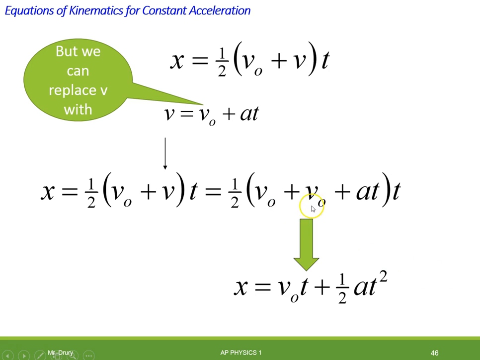V0 plus V0 is 2V0. Half that is just V0 times t. So V0 times t plus the 1/2 a t squared. And that's the third expression we'll be using.